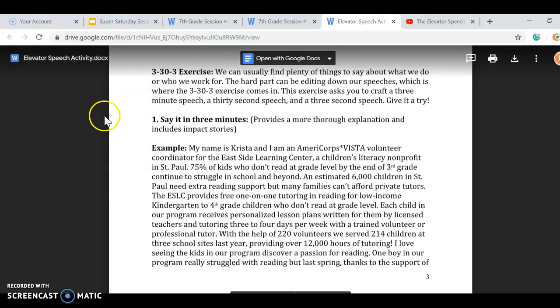So once again, if you have any questions related to the actual lesson plan, please let me know. It should be very simple. It's just really helping them practice writing, crafting their thoughts, and putting it in a concise format in order to market themselves, their organization, or a product in the best light. So I think it's a great activity.